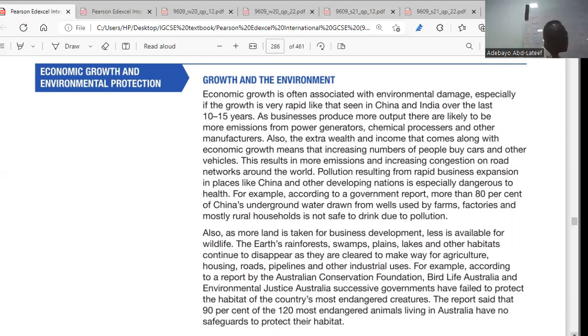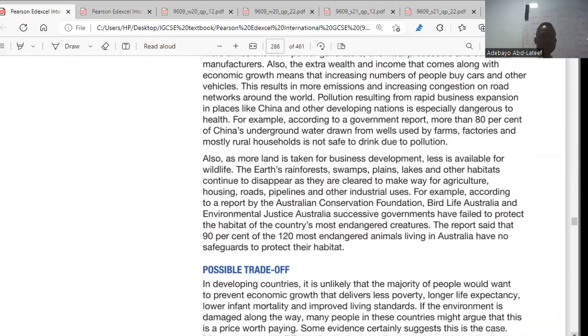But the other point is this, because firms are increasing their output, household income is increasing. People have more money to buy vehicles, to buy motor cars. Yes or no? Yes. This increases traffic congestion on the road. This brings about more pollution, isn't it? Pollution. So growth would come up with environmental damage, which is pollution. That is the point then. Is it clear? Yeah. We go on.